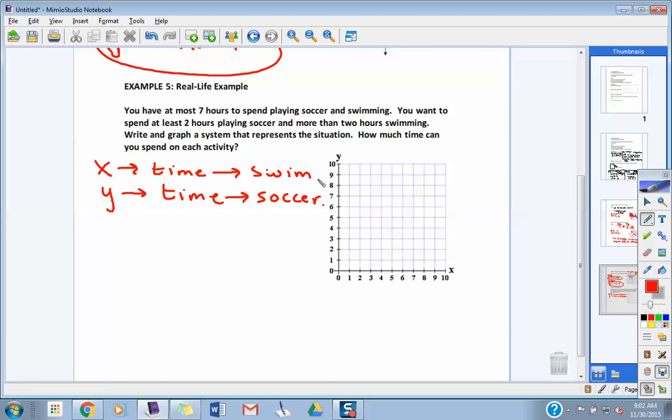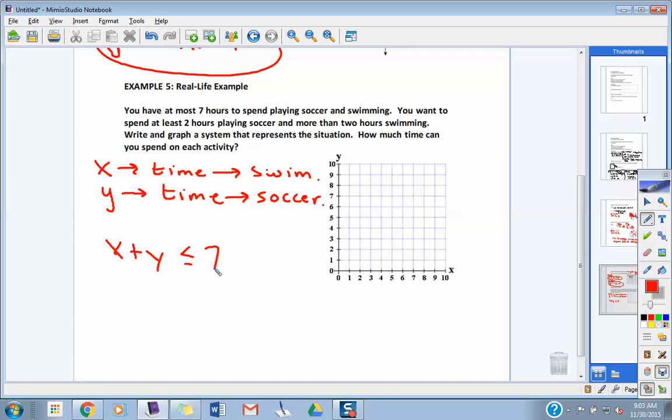All right, there's some things we want to know. How much time do we have to spend, first of all, doing both together? At most 7 hours. It means we can spend exactly 7 hours or what? Whoa. 7 hours or less. So if I add these two times together, they have to add up to be something less than or equal to what? Everybody agree there? All right, so that's 7 hours. The amount of time X, the amount of time Y added together has to be less than or equal to 7.